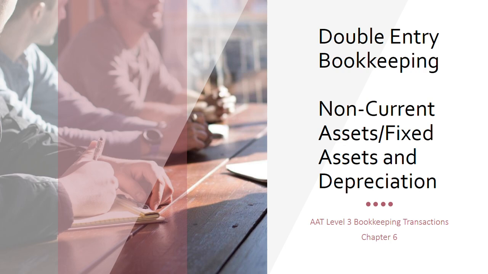And today what we're going to do is non-current assets, so fixed assets and depreciation. So that's what they're called by AAT, non-current assets. Really, actually, they are tangible fixed assets. So they're things that I can touch.